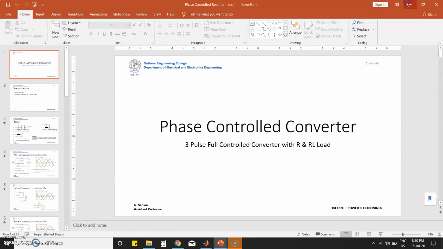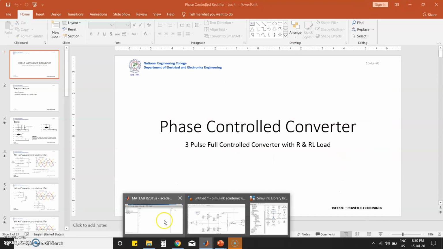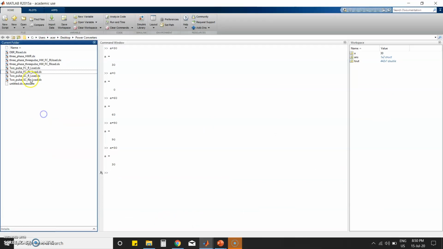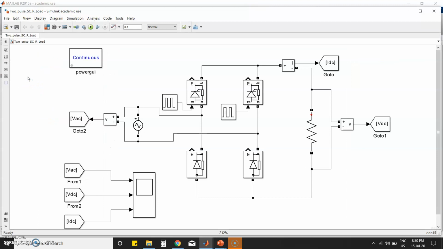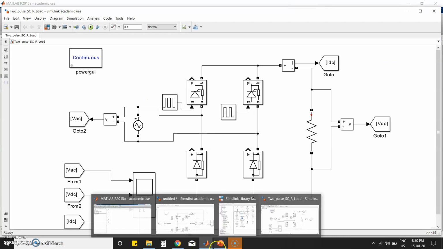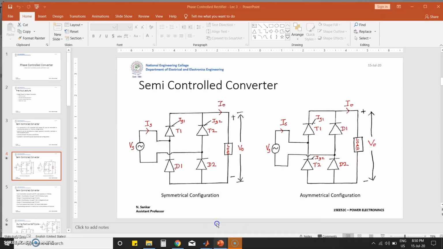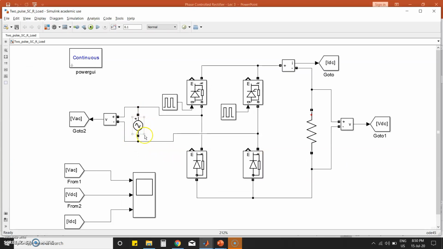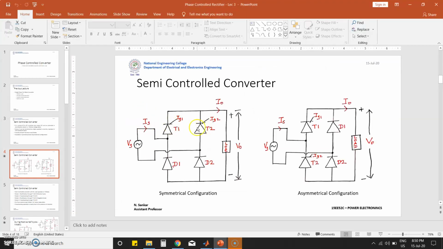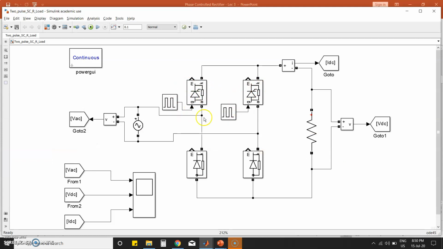So we will start. I have already completed the simulation, so we will move directly to the simulation part, before drawing the same and taking some time. Here you just compare the blocks of your symmetric block. We need an AC voltage waveform here, and we need two thyristors, T1 and T2, with the pulse generator. We have diodes here and we have the load here.